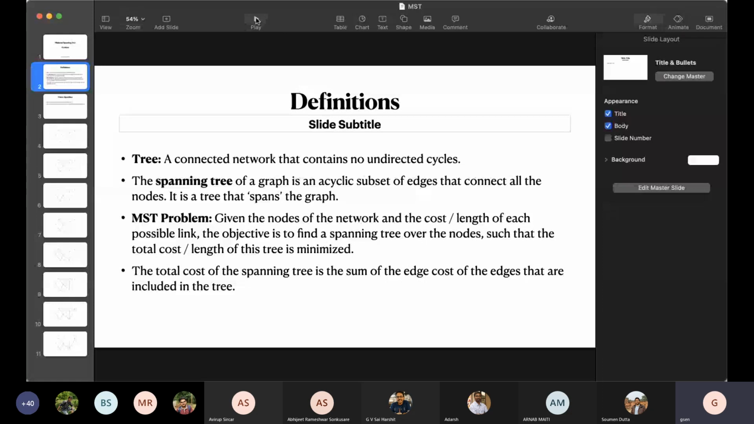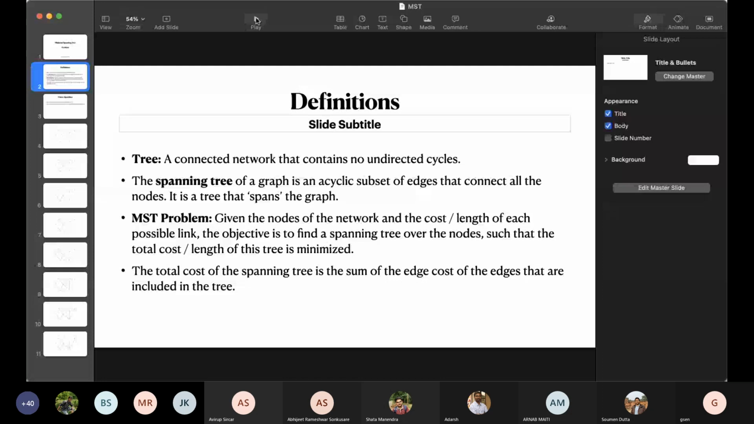Okay. So, the minimum spanning tree problem. A tree is basically a connected network that contains no undirected cycles. We want to join all the nodes without forming any cycles. We need at least n minus 1 edges for that, which is 1 less than the number of nodes. The spanning tree of a graph is a subset of the edges that form such a tree that spans the entire graph. We want to connect all the nodes without adding any cycles, with n minus 1 edges.